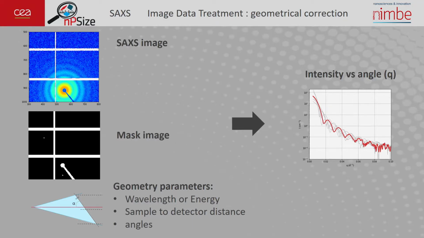To summarize, for the image data processing, we need a detector image, a mask image representing the parts of the image we don't want to process, and a geometry parameter file. In the data processing, for each pixel we will calculate the angle and average the intensity. Let's go for the demonstration.